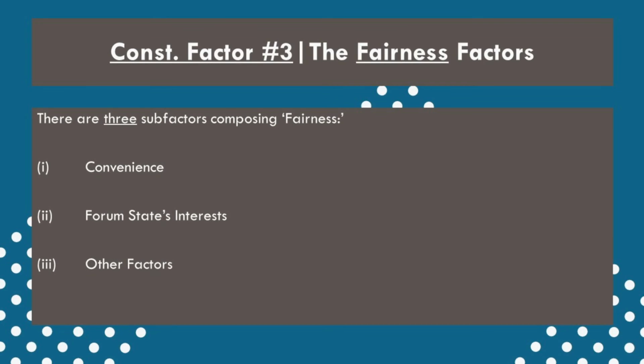Now that we've covered the first two factors regarding the constitutional limitations on PJ, let's push on to the third and last, fairness. As with the two previous factors, fairness is actually composed of several smaller subfactors. These are 1. Convenience, 2. The interest of the forum state, and 3. Other factors related to the litigation at issue.